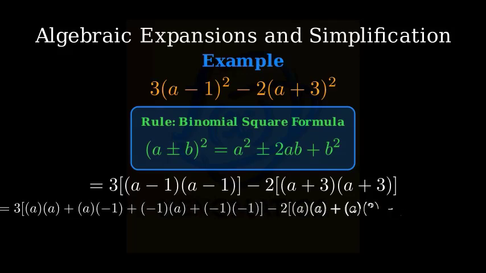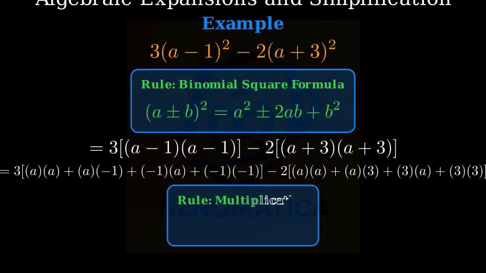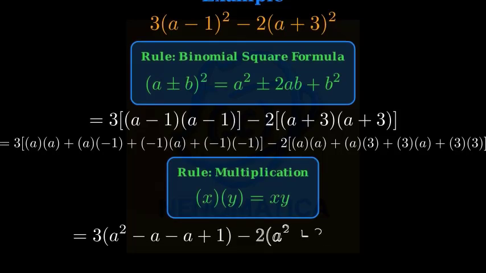Now let's multiply the terms inside each pair of parentheses. For the first term, we have a times a plus a times negative 1 plus negative 1 times a plus negative 1 times negative 1. For the second term, we have a times a plus a times 3 plus 3 times a plus 3 times 3. Let's simplify these multiplications. In the first expression, we get a squared minus a minus a plus 1. In the second expression, we get a squared plus 3a plus 3a plus 9.